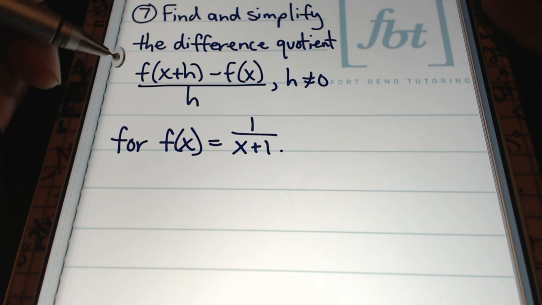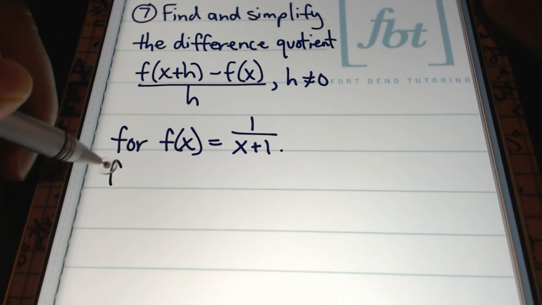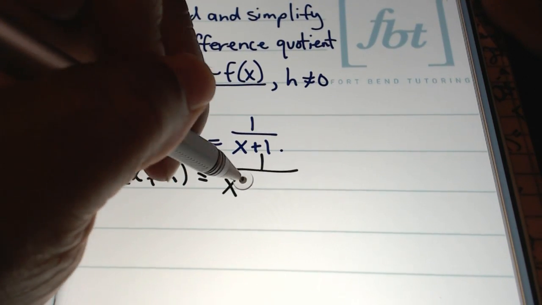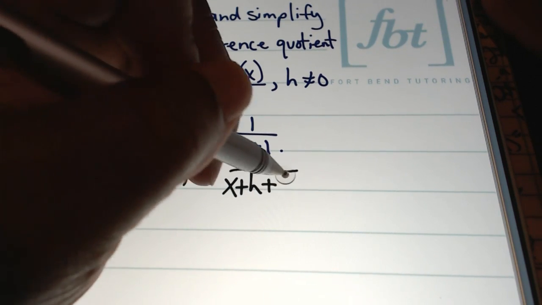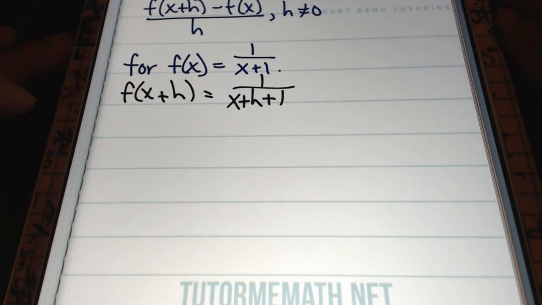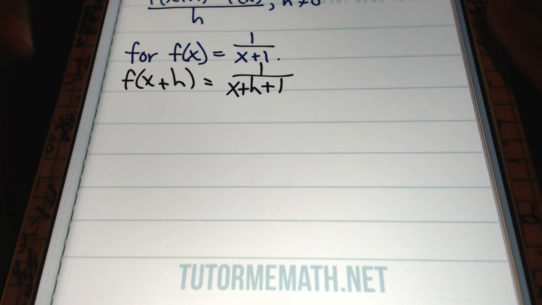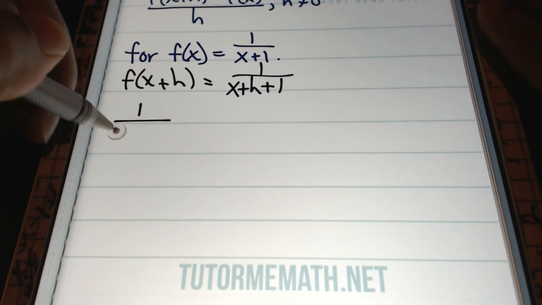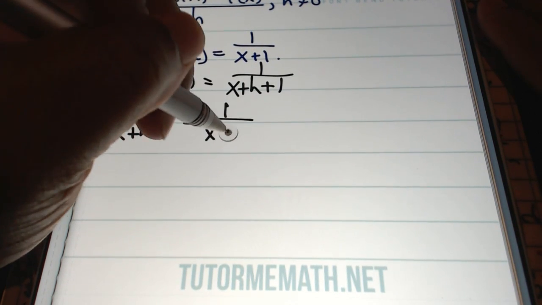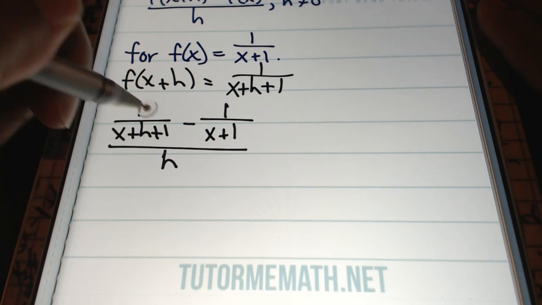All right, guys, let's go ahead and find out what our value of f of x plus h is. We're going to replace all the x's in this original function with x plus h. So we end up with f of x plus h being 1 divided by x plus h plus 1. This is what we have thus far. If we're plugging these values directly into the difference quotient, Simone, just bear with us. We're just using some substitution here. We'll end up with 1 divided by x plus h plus 1 minus the original function, which is 1 divided by x plus 1, all over h.